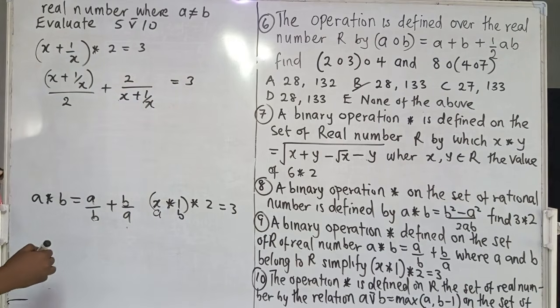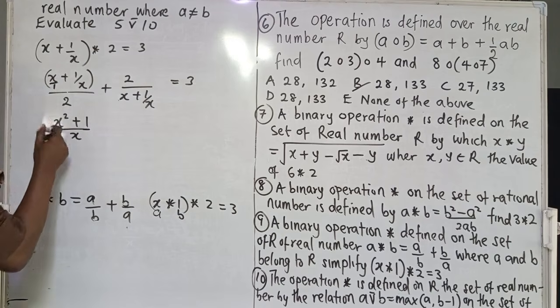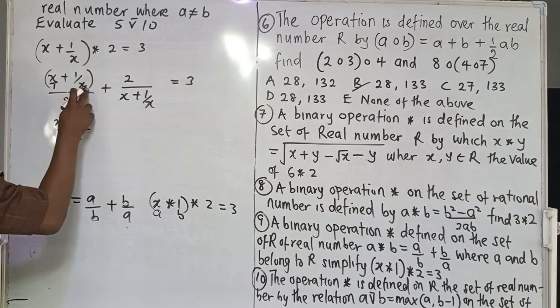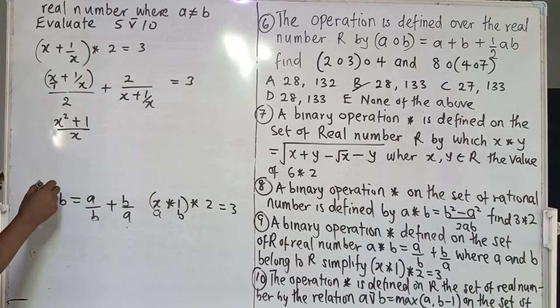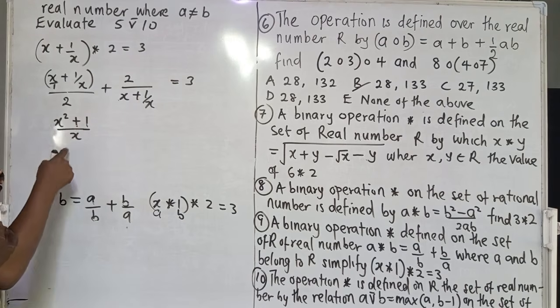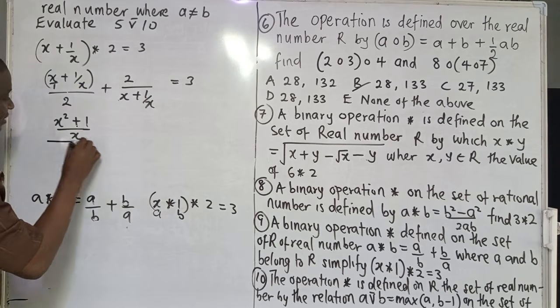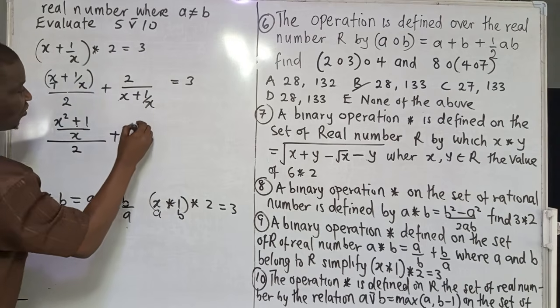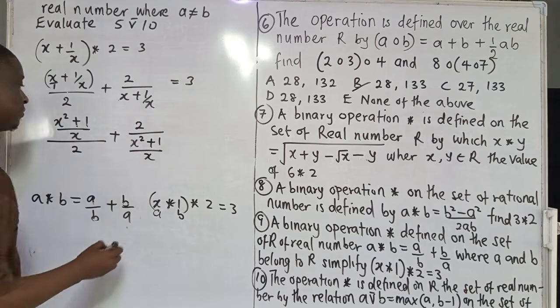Now, this has led us to something. You can reduce this one to be equal to X squared plus 1 over X. By looking for the LCM, you have X squared, X divided by 1 is X times X, you got X squared plus 1. Now, why is it 1? X divided by X is 1. 1 times 1 is 1. Divide by 2 plus, similarly, you are going to have X squared plus 1 over X.